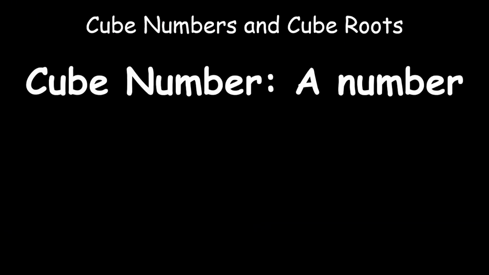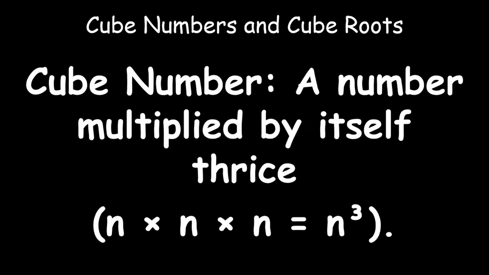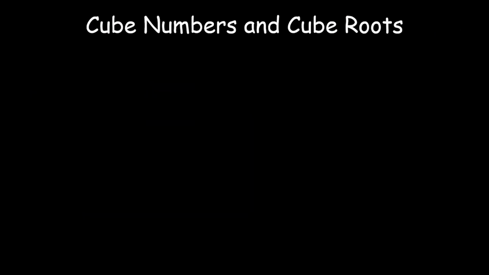Now let's move on to cube numbers and cube roots. A cube number is a number that has been multiplied by itself 3 times or thrice. The cube is obtained as a result of multiplying itself thrice. If your original number is n, if you multiply it by itself 3 times, you are going to get n cubed. So n cubed is the cube number there.